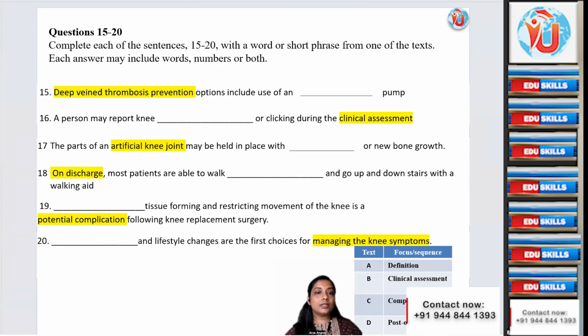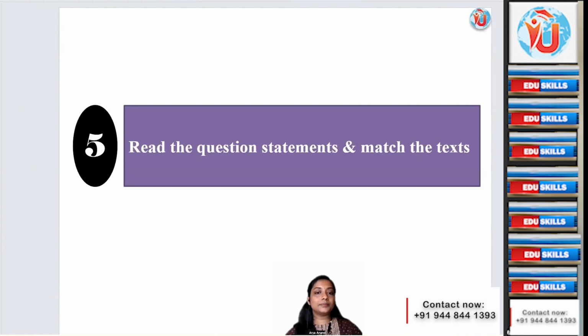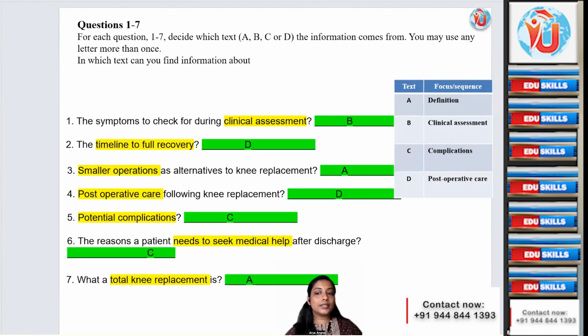Okay, so now we'll check the answers. You can check your answers. The symptoms to check for during clinical assessment. Clinical assessment is the keyword here, and from which text is it? B. The timeline to full recovery, where have we read this? D. Smaller operations as alternatives to knee replacement, where is it? A. Post-operative care following knee replacement. D. The reasons a patient needs to seek medical help after discharge.